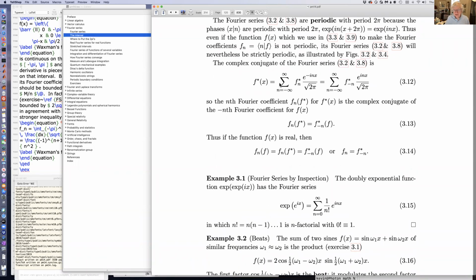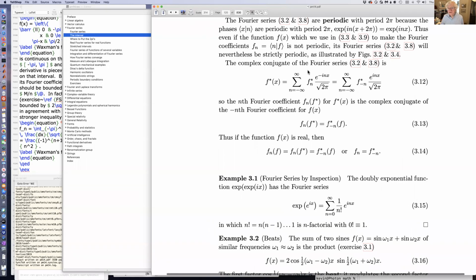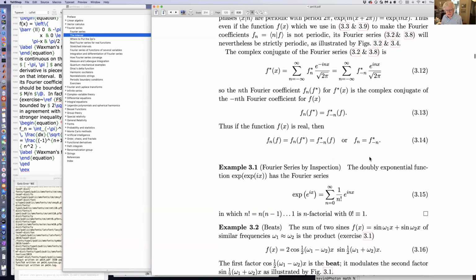We went through on Tuesday that the complex conjugate of the Fourier series clearly is you complex conjugate these and you complex conjugate the phase factors. So that's equivalent to, if you change the notation here from n to minus n, you get a minus n here and a plus n there. And so that tells you that the nth Fourier coefficient of f star is the minus nth coefficient of f. And if the function's real, then we have fn is equal to f star of minus n. And so that's this equation if the function f is real.